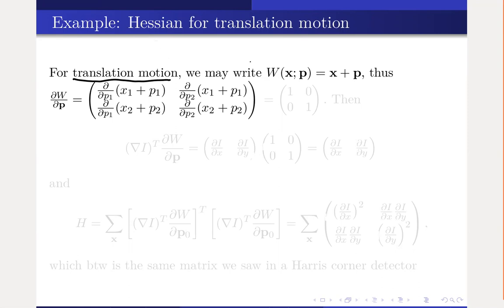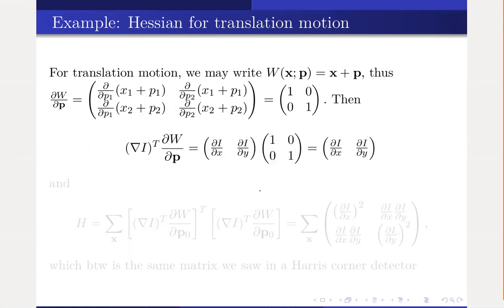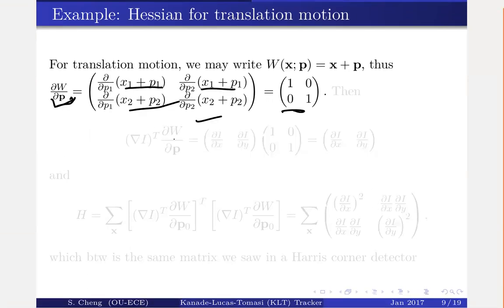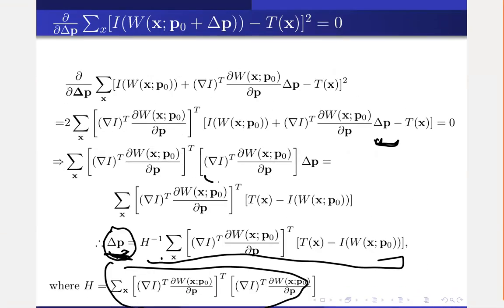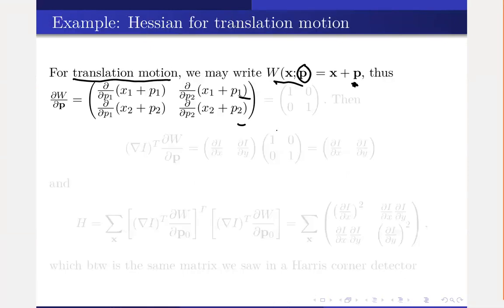So if I have W with parameter P being just translation, then I just have two parameters here, P1 and P2. Then if I compute this Jacobian, partial W with partial P, it would be just 2 by 2, and it's actually just an identity matrix. So then, remember I have this term earlier, this delta I transpose, as you see here, multiplied by this Jacobian here.